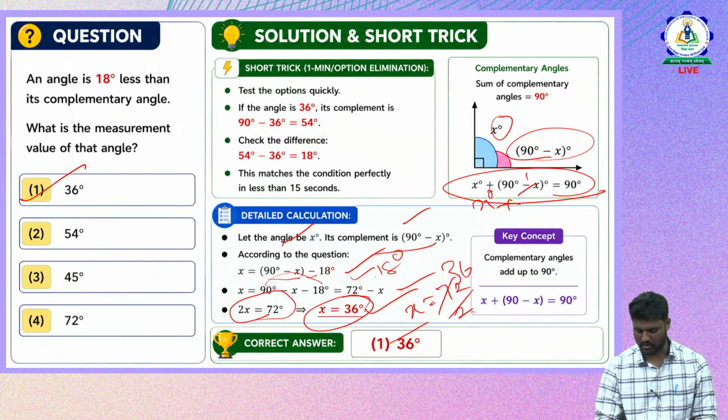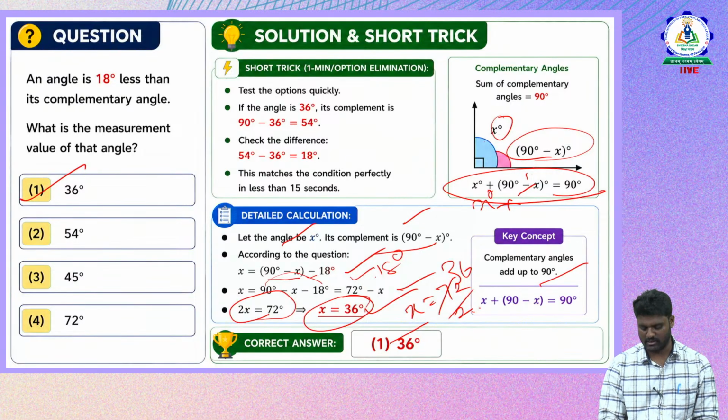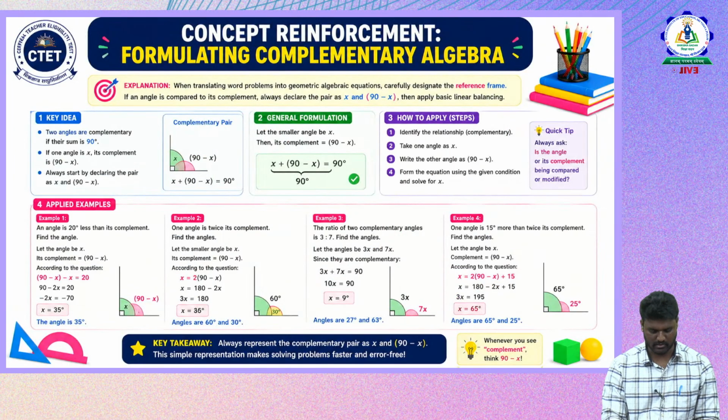Remember the concept of the complementary angle, where one is the x value and another is the complement angle. Then both angles should make 90 degrees. If you remember this concept, this question can be solved very easily. So that is the concept they are explaining here.